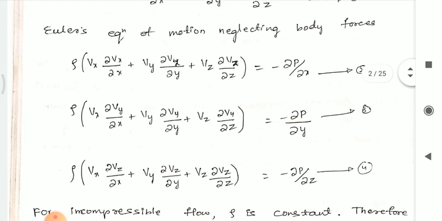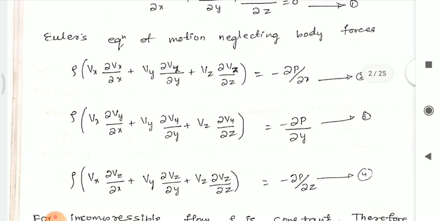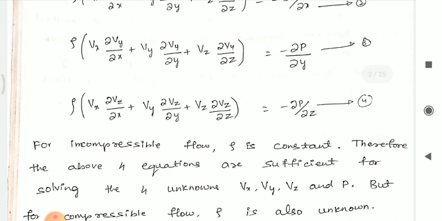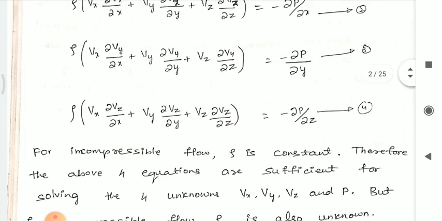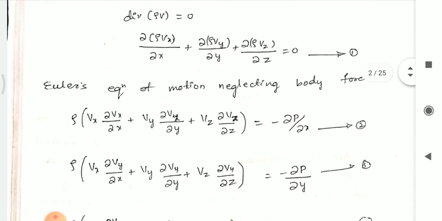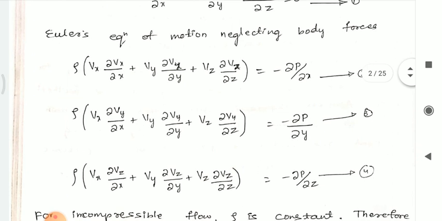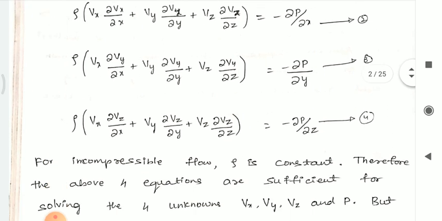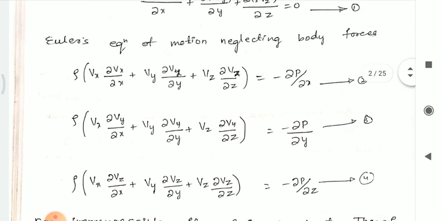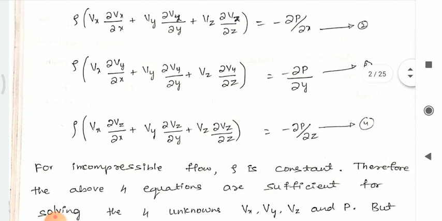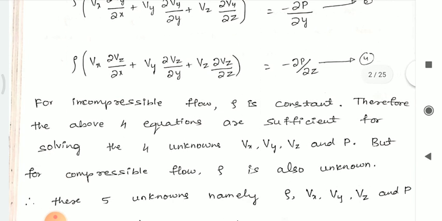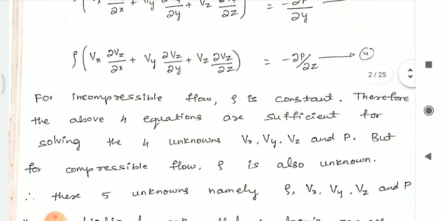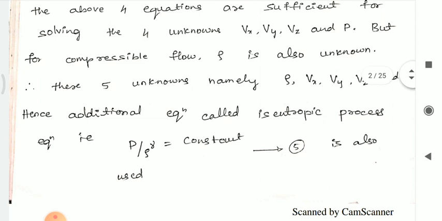So there will be only 4 unknowns, which are Vx, Vy, Vz and pressure P. Fine. So these 4 equations, equation 1 which is the continuity equation, and equations 2, 3 and 4, are sufficient for solving the 4 unknowns Vx, Vy, Vz and P respectively, whereas for compressible flow, rho is also unknown. So we need 5 equations for solving the 5 unknowns. So let us consider a 5th equation.